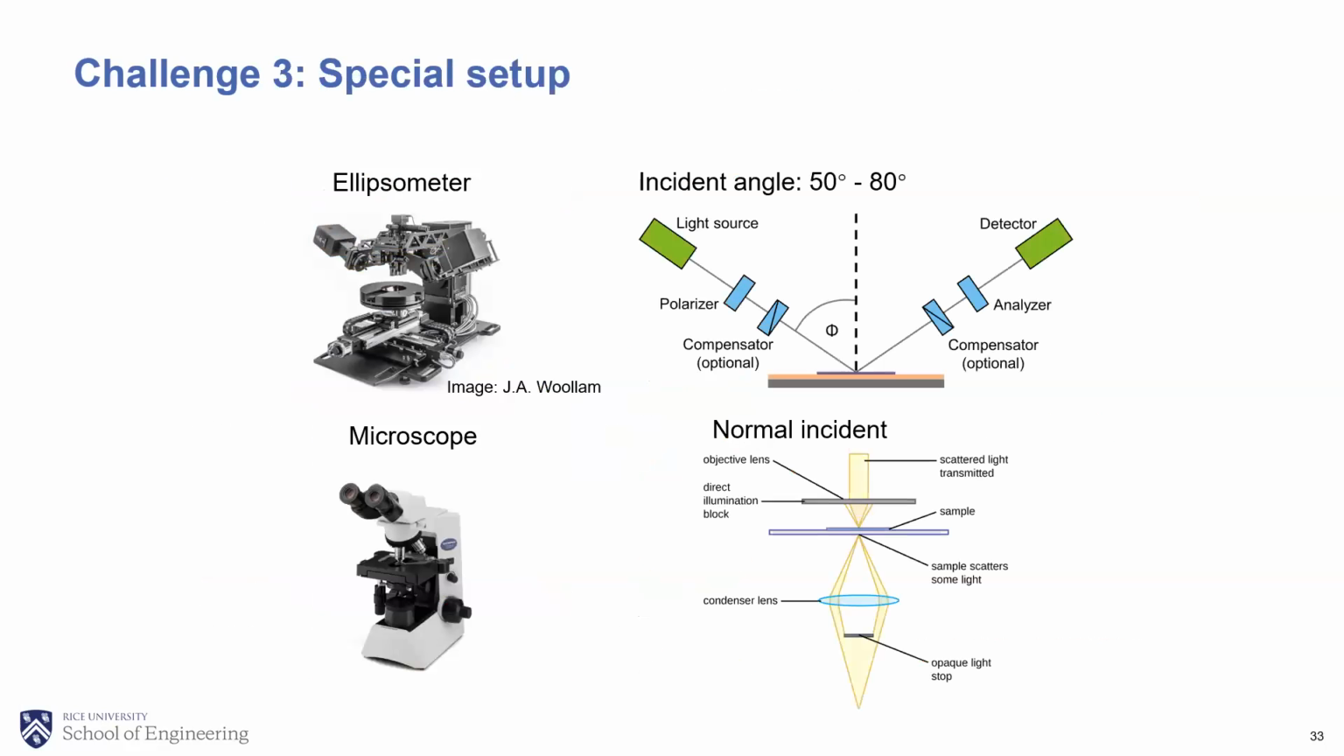The third big challenge for the conventional ellipsometry is there is a special setup that's needed, which is an ellipsometer. And this requires a large incident angle, which is not easily implemented in the lab microscopes, which typically have a normal incidence.